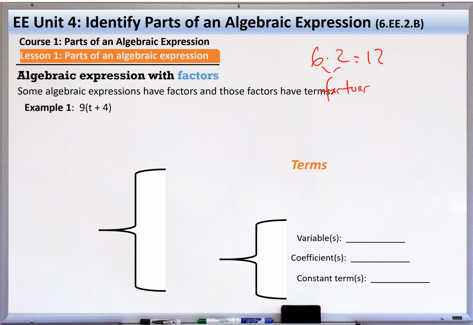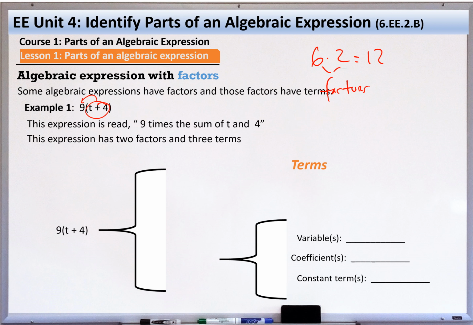So here's an algebraic expression, 9 times the sum of t plus 4. So if you remember your order of operations, you have to find this number first, and when you're done, you're going to multiply it by 9. So I have two factors. What are my two factors? I have 9, which is a factor. So when I multiply 9 times whatever the value of t plus 4 is. So now I have two factors.